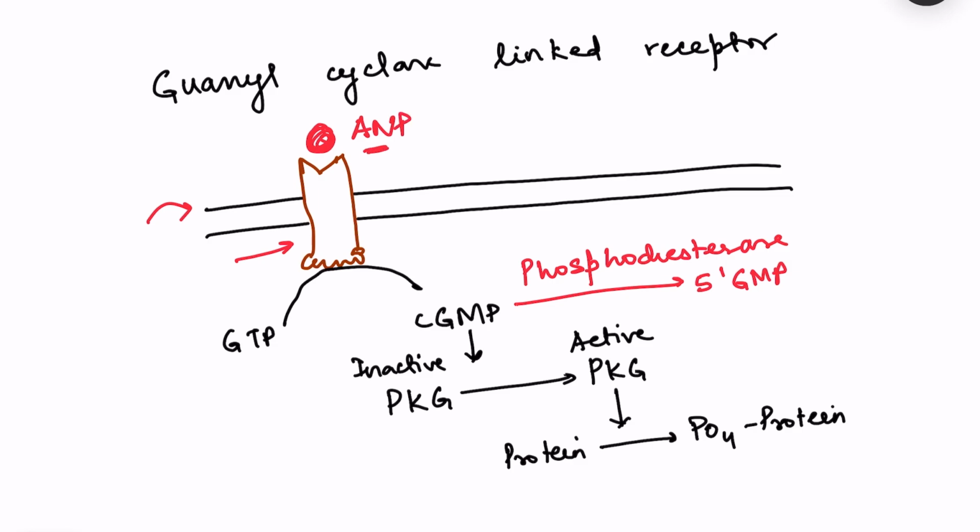So when the ligand binds to the receptor, there is activation of the guanyl cyclase and it leads to conversion of GTP to cGMP. Okay. Now this cGMP again activates protein kinase, a different protein kinase, and because of this activation there will be phosphorylation of the proteins. Okay. Then there is another type of guanyl cyclase, that is soluble guanyl cyclase.